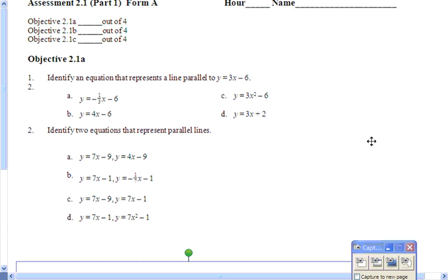All right, so identifying lines that are parallel. Number one says identify an equation that represents a line parallel to y equals 3x minus 6. And the way you know if it's parallel is if it has the same slope. And the slope in an equation is the coefficient, right? So which of these has the same exact coefficient and is a linear equation?